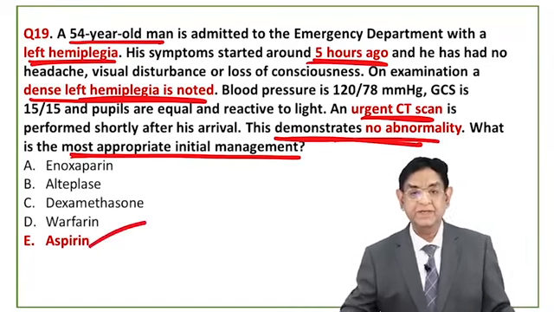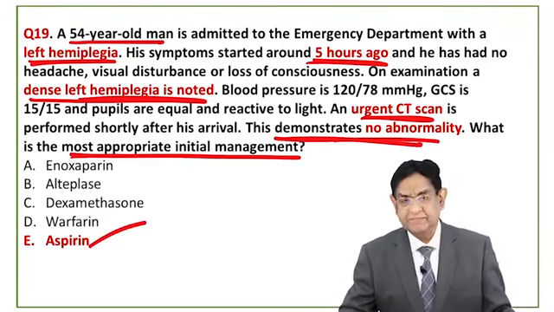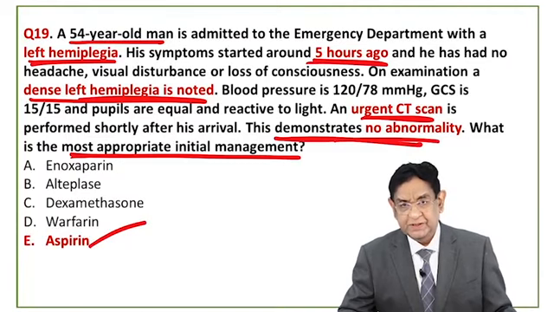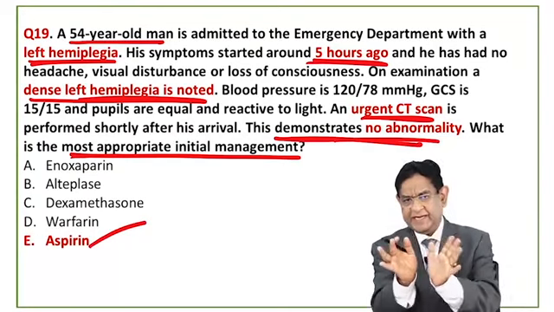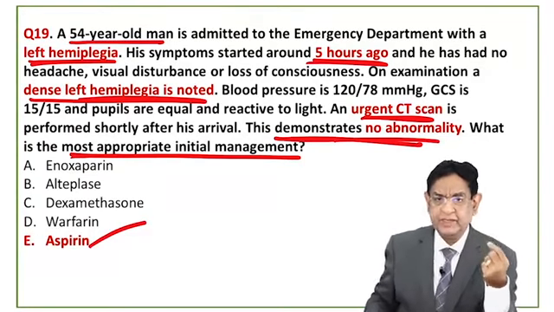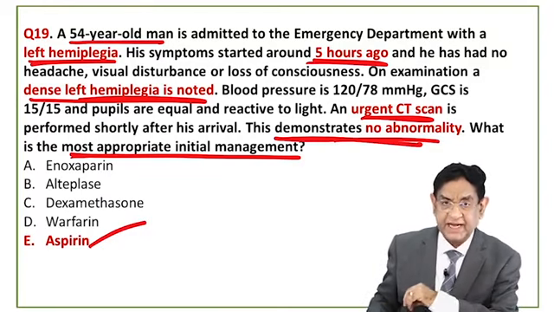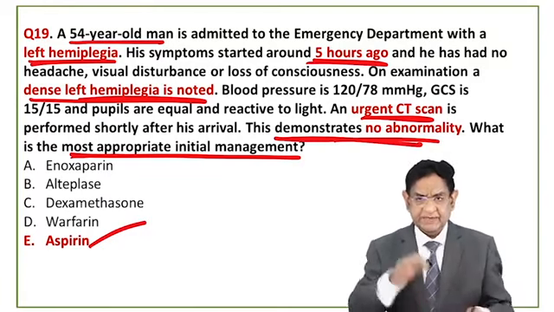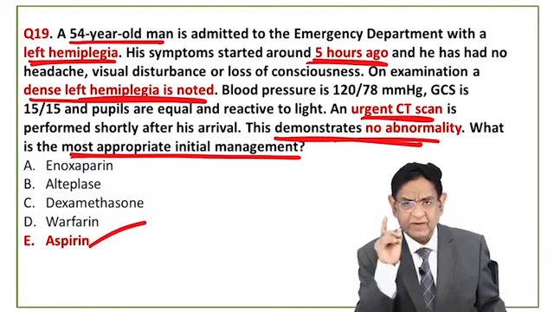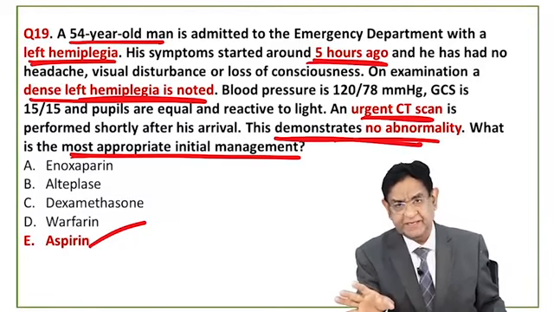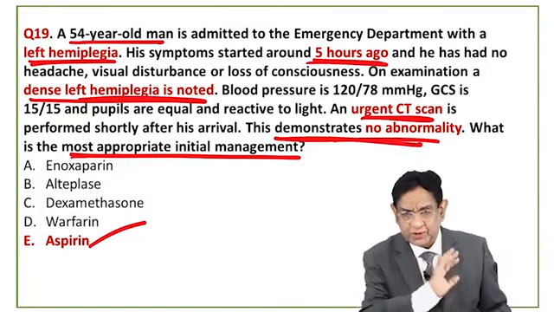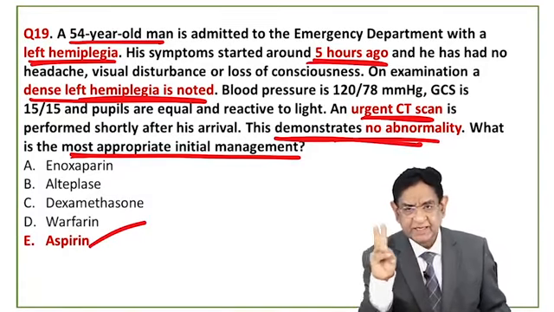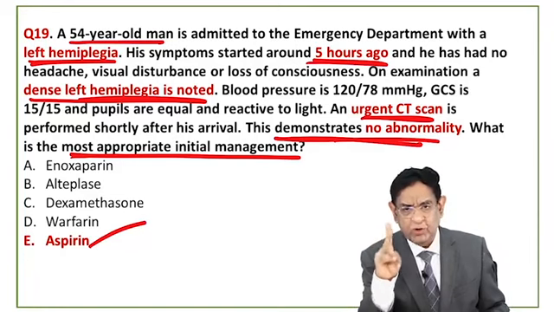Aspirin. The point I discussed in the previous question. So, in a nutshell, a summary of any case of stroke. What is the first investigation? Non-contrast CT scan. Next, if the CT scan is normal, what do you do? Give aspirin. Two things. But if the CT scan shows bleeding, don't give aspirin. Only two keywords, two golden lines to remember.